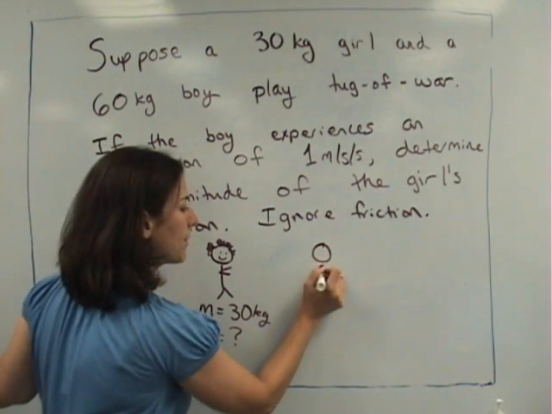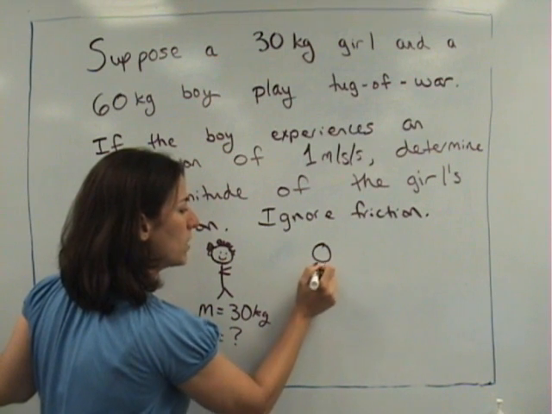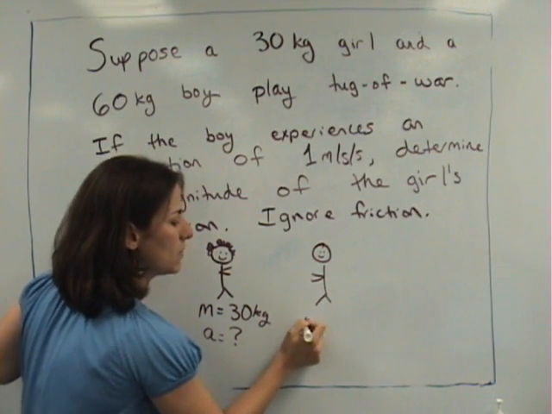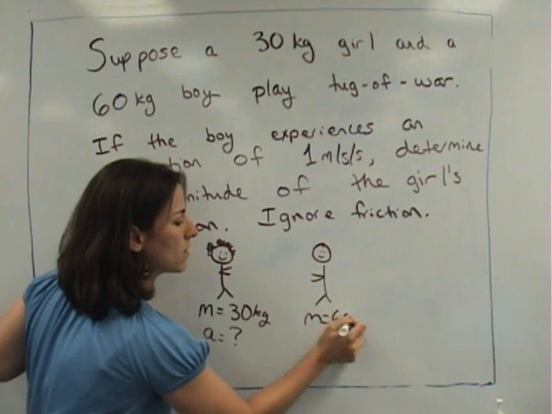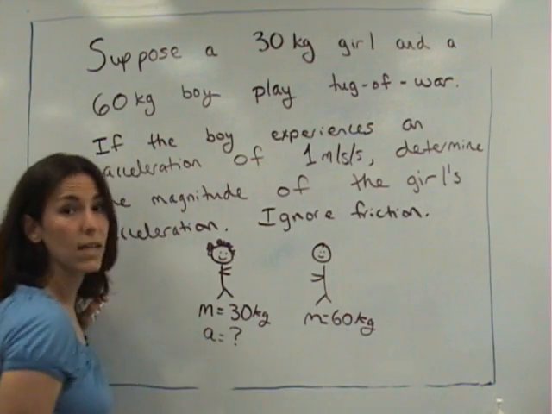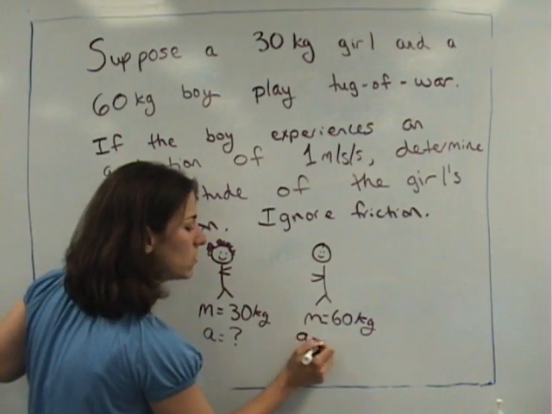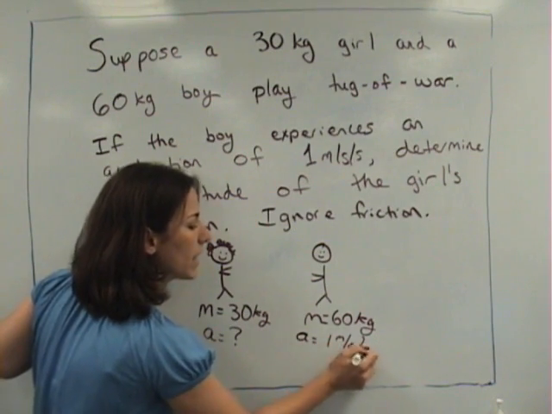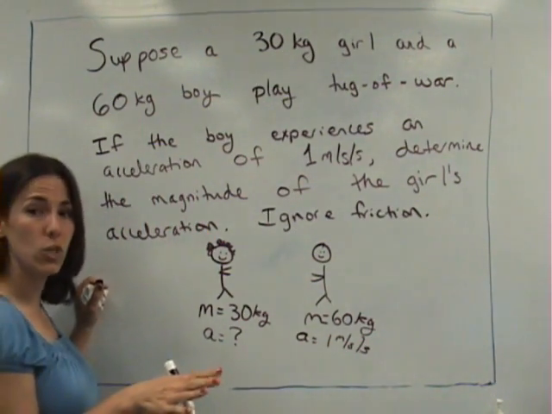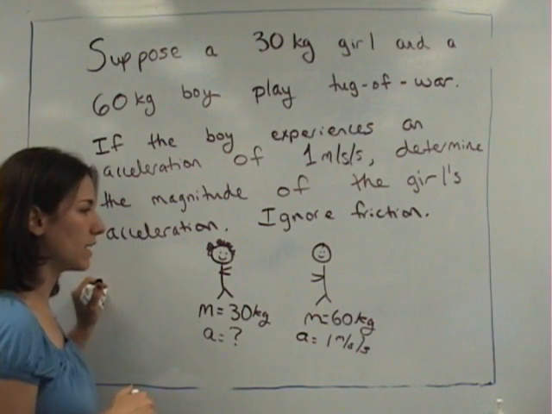Here's the boy over here. He's got a little bit bigger mass. His mass is 60 kilograms. And we actually know his acceleration. He's experiencing an acceleration of 1 meter per second. His speed is changing. His velocity is changing by 1 meter per second every second.